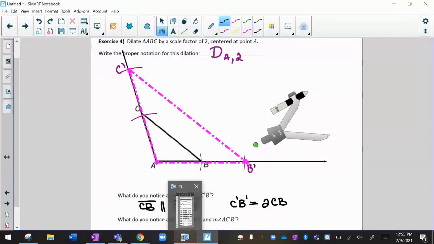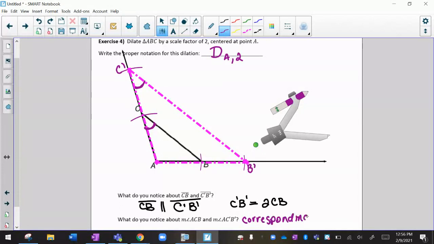What do you notice about the measure of angle ACB and angle AC prime, B prime? All right, well, where's ACB? ACB is this angle. AC prime, B prime is this angle. If those lines are parallel, those are corresponding angles. That means what? Well, if I have corresponding angles with parallel lines, they're going to be congruent.